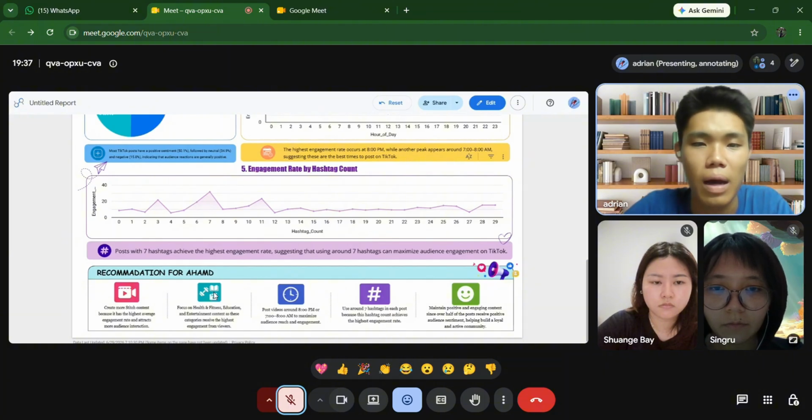For example, if Ahmad creates educational multimedia content, he can use hashtags related to design, student tips, editing, learning, and TikTok trend. He should avoid using random hashtags that are not related to the video because they may not attract the correct audience. This chart gives Ahmad a clear guideline on how to use hashtags more effectively.